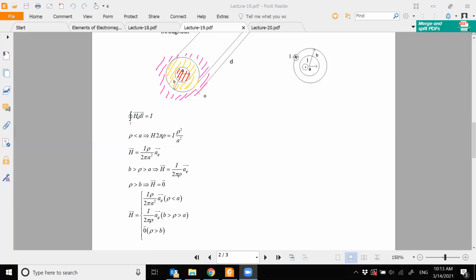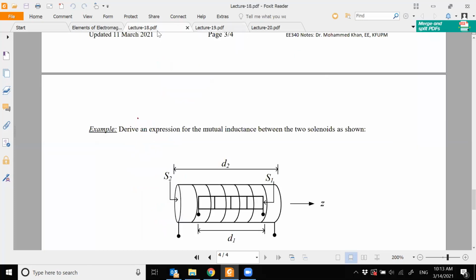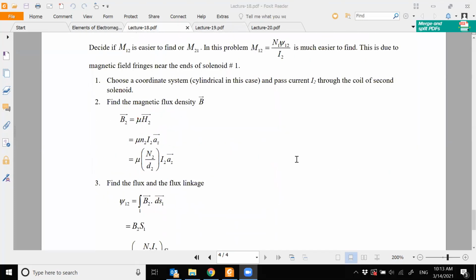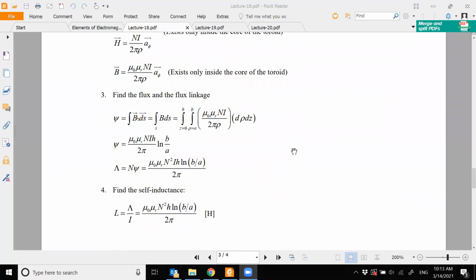Now, for such cases where our wire is of non-negligible thickness, rather than using our typical steps which we followed in our previous case, where we went and found the flux, then the flux linkage, and then the self-inductance.